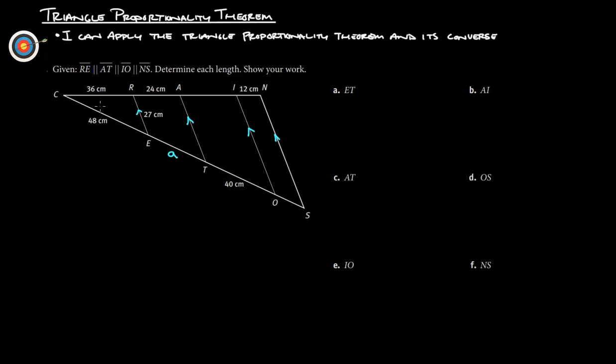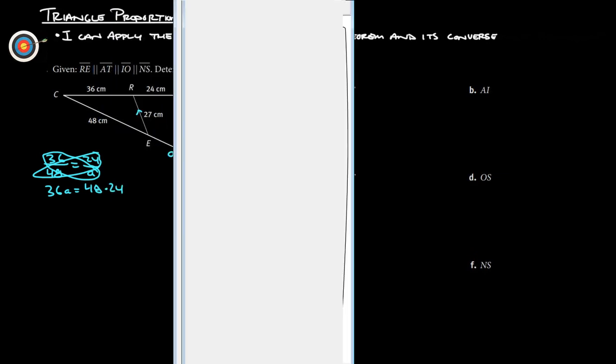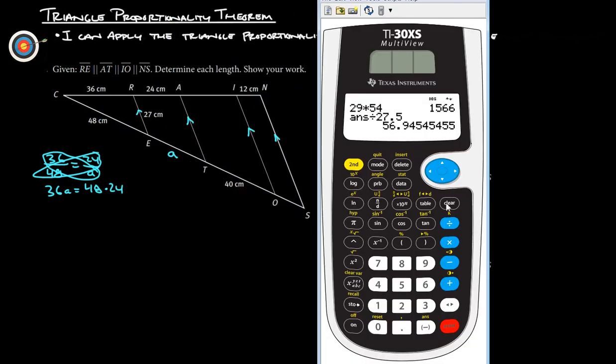Okay, so we set ourselves up a little triangle proportionality and away we go. So let's do this. We'll do 36 is to 48 as 24 is to A. Cross multiply. 36A equals 48 times 24. Let's figure these out here.